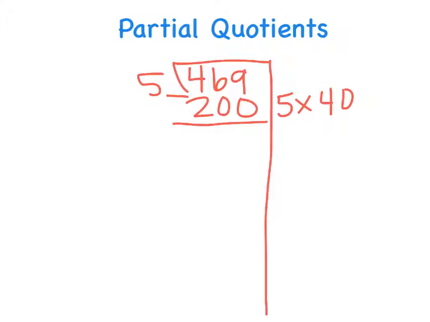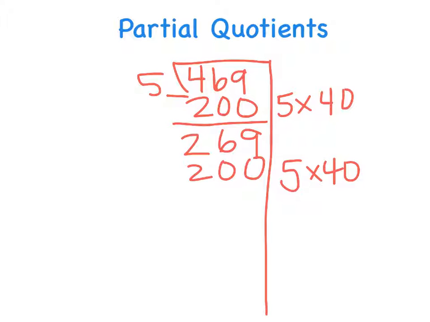So now I'm going to subtract and see how much I have left, which is 269. So I could make 40 more groups of 5, which would again be 200. And now I'm going to subtract, and I see that I have 69 left.